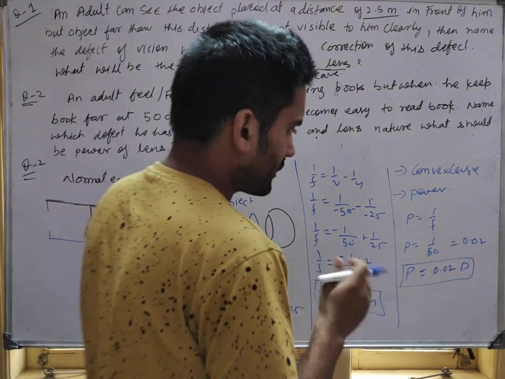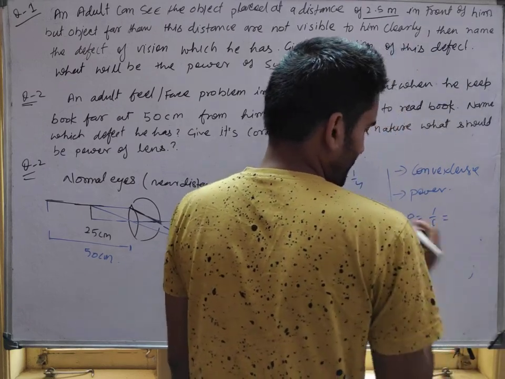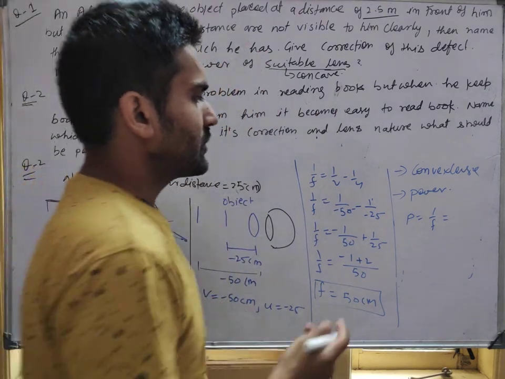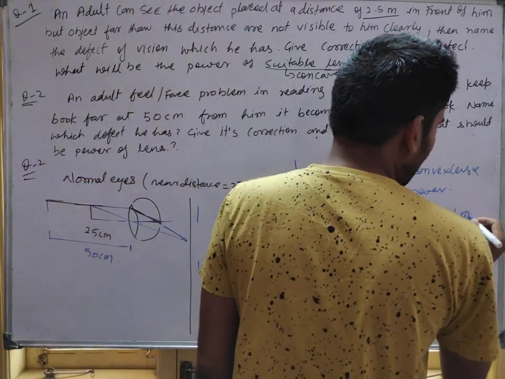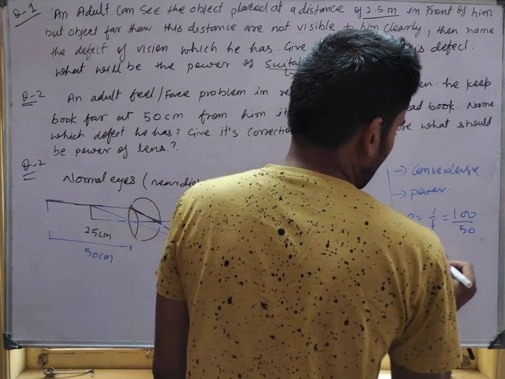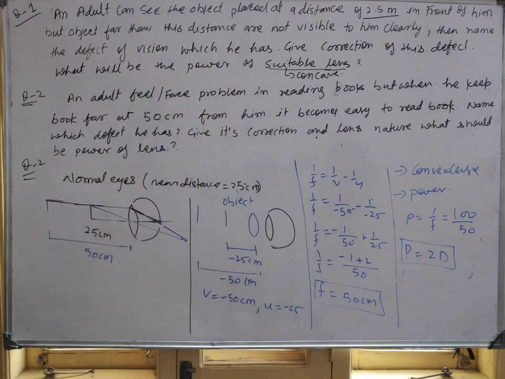So guys, not this one. This will be 1 upon f, but it is in centimeters, right? So we have to convert it into meters. So we write 100 by 50. So P is equal to 2 diopter. Right? So power is equal to 2 diopter.